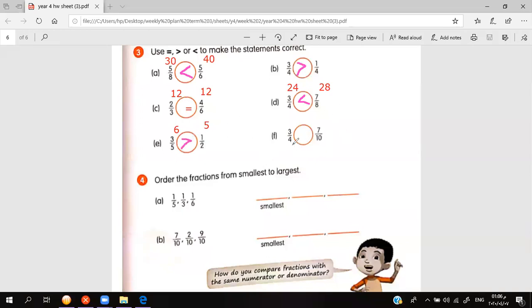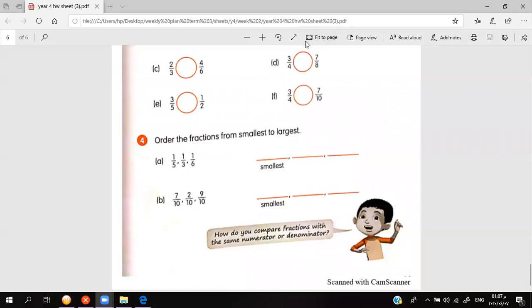Here also I don't know. What will I do? I'll do 4 times the 7 and I write it up, which is going to be 28. And I'll do the 10 times the 3. It's going to be a 30. So which is bigger, 30 or 28? Definitely it's the 30. So this fraction. Okay.